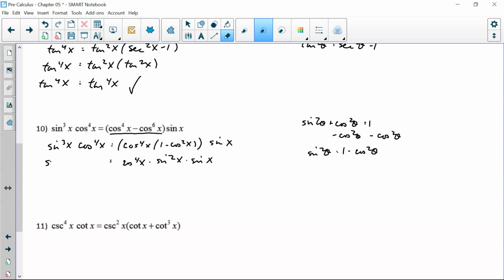And on the left-hand side, sine cubed x, cosine to the fourth of x. And you can see sine squared times sine is sine cubed. And then we still have that cosine to the fourth of x. And that's what we wanted. Sine cubed of x, cosine to the fourth x equals sine cubed x, cosine to the fourth x.